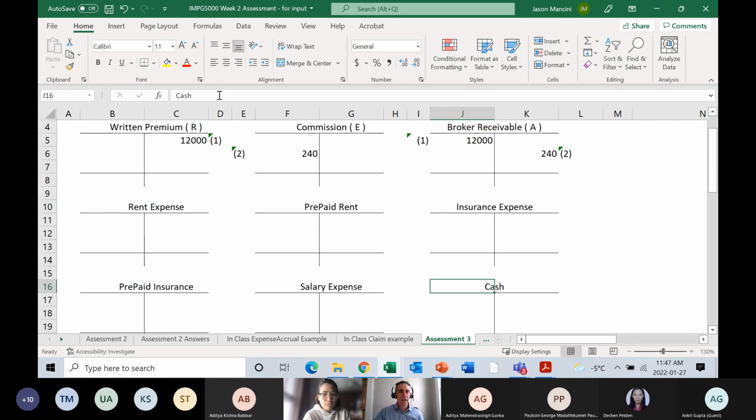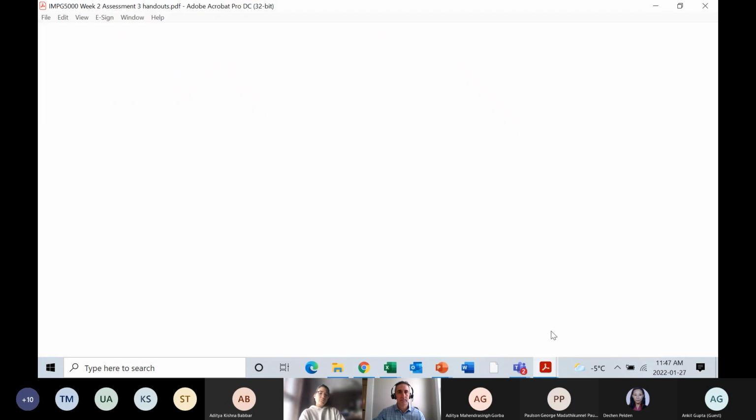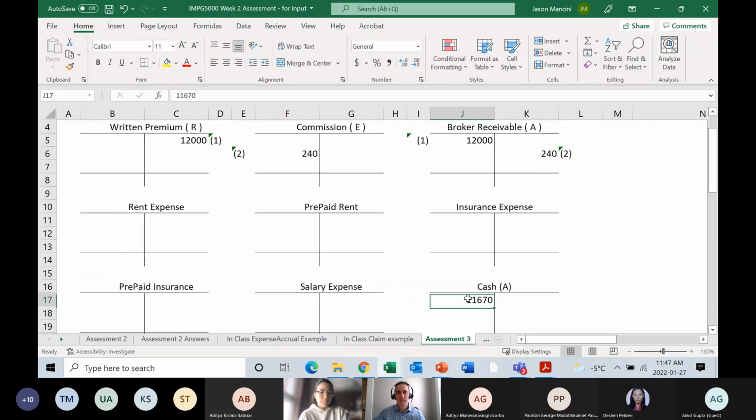So we have a cash asset. Anytime something is paid, or the insurance company makes a payment or receives a payment, that term payment means we're going to go through the cash account. Okay, so the insurance company received the cash, which means it increased this asset. That was the right number, right? 11,760.